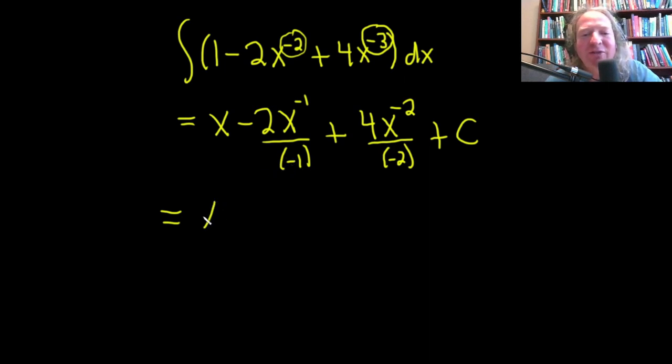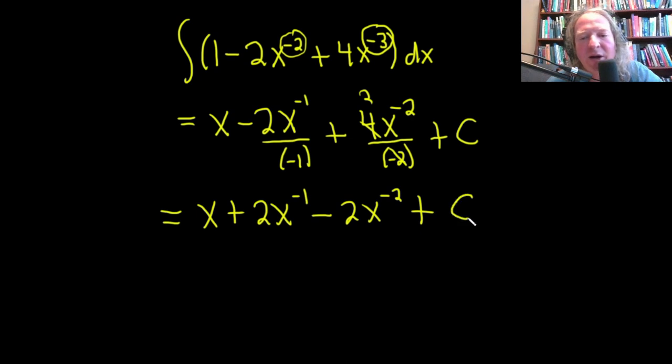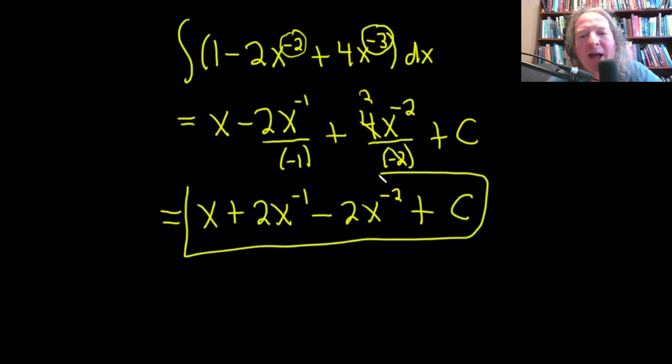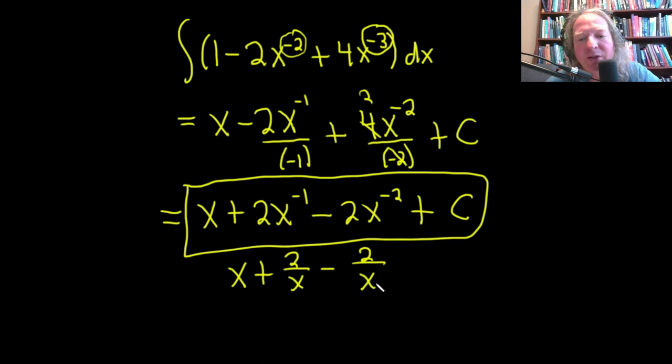These will become positives. This is x plus 2x to the negative 1 minus, it's going to become a 2 here, minus 2x to the negative 2, and then plus our constant of integration, capital C. And you could leave it like this, or you could bring the x's down if you want. You could write it like this, x plus 2 over x minus 2 over x squared plus C. So if you wanted to write it like this, you could. Personally, I prefer this. I think it's a much simpler answer.